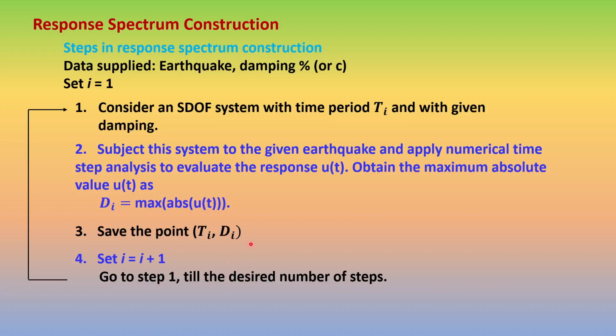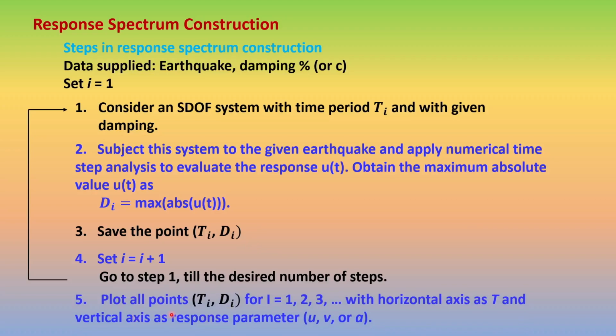So at the end you have a series of Ti, di values, i equal to 1, 2, 3, 4, etc. Along the horizontal axis you take the time period Ti, and on the vertical axis you take the parameter of interest. We have shown here di, so it will be the displacement response spectrum, but instead of this di you could have taken vi or ai, so that it could be the velocity response spectrum or the acceleration response spectrum.